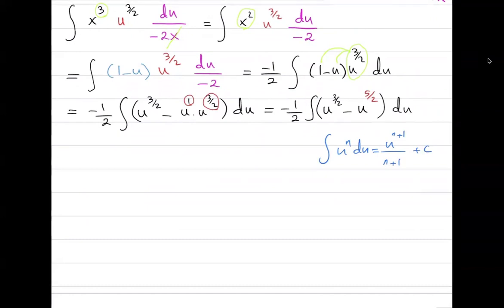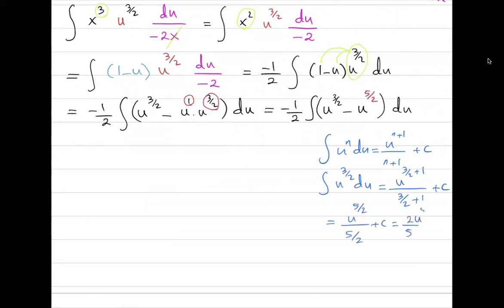So let us calculate the integral of u to power 3 halves first. This becomes u to power 3 halves plus 1 divided by 3 halves plus 1 plus c, or u to power 5 over 2 over 5 over 2 plus c, or you get 2 fifths u to power 5 over 2 plus c. So far, I can simplify my integral to negative 1 half and 2 times u to power 5 over 2 divided by 5. This is your first integral here.